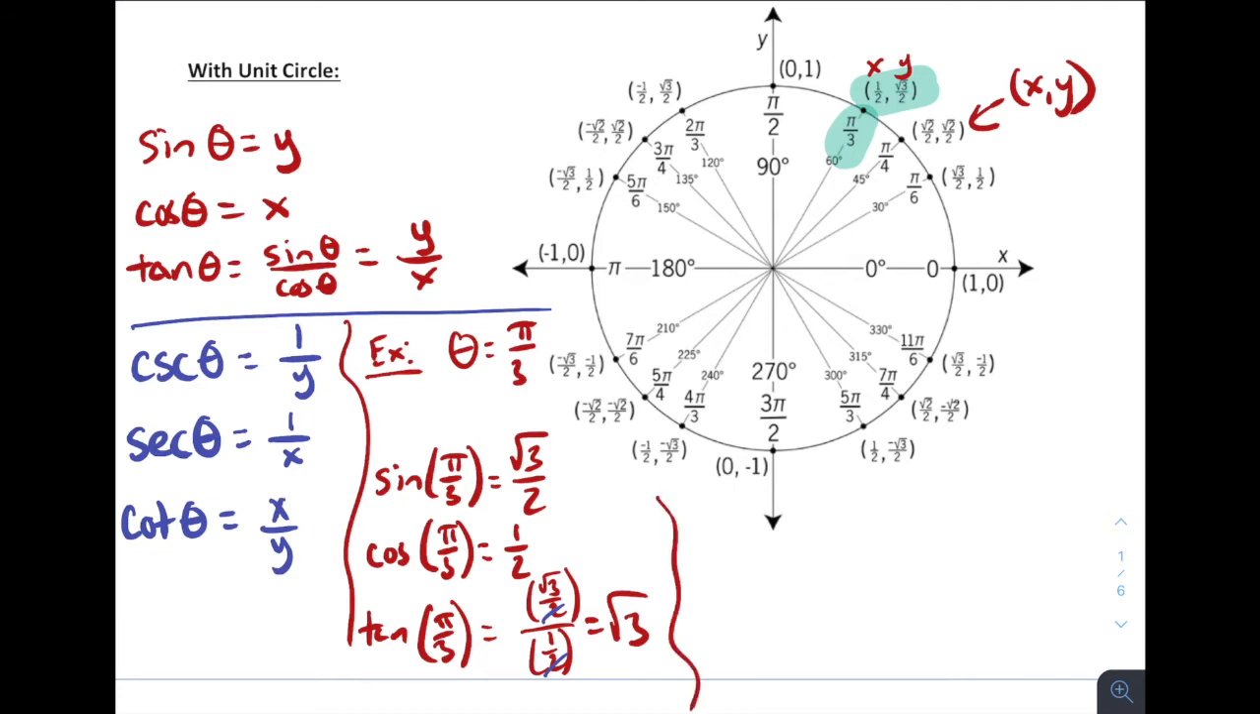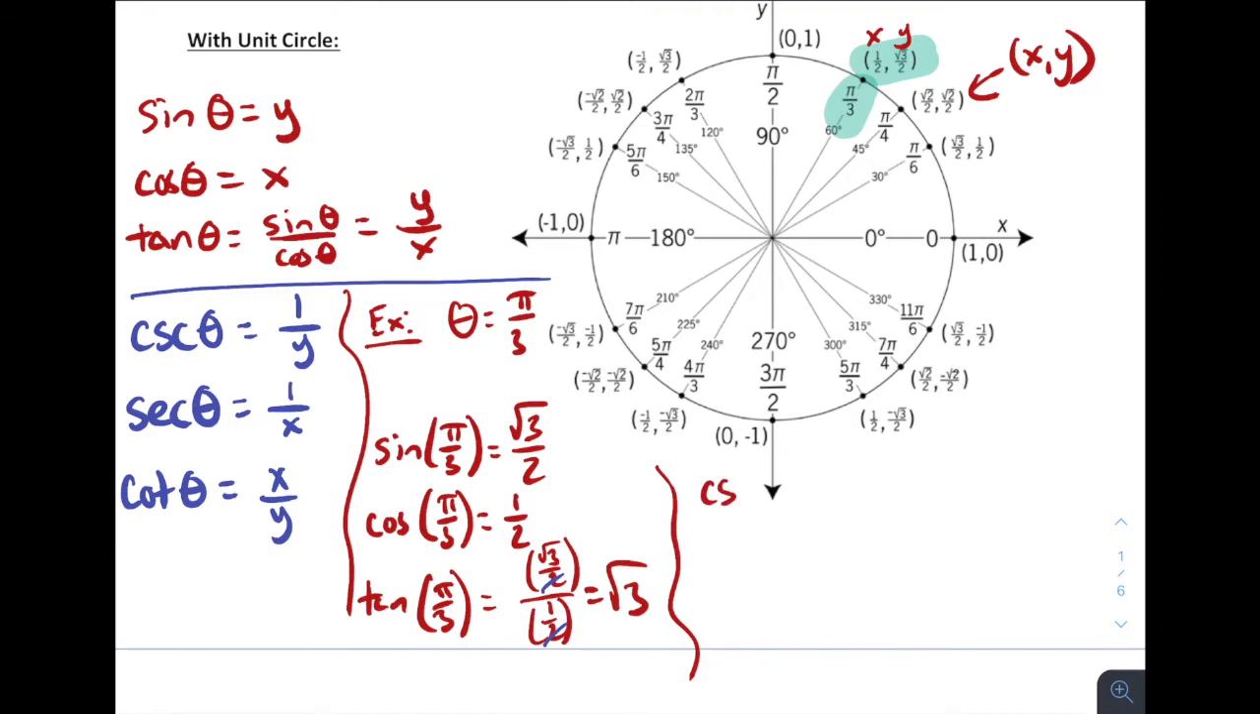But if we want to find the reciprocal trig functions, well, cosecant of pi over 3 is going to be the reciprocal of sine. So now that I know that sine is root 3 over 2, then the reciprocal of that would be 2 over root 3. So cosecant of pi over 3 would be 2 over root 3. However, as we know, we can't leave square roots in the denominator.